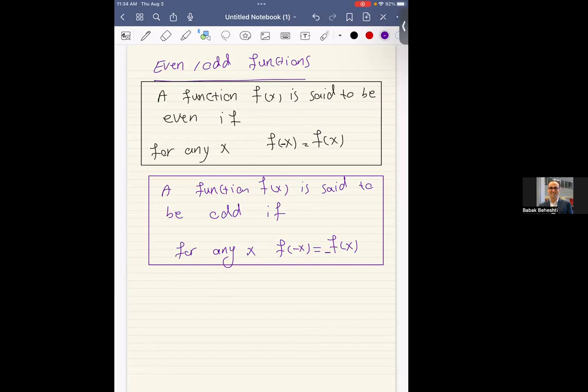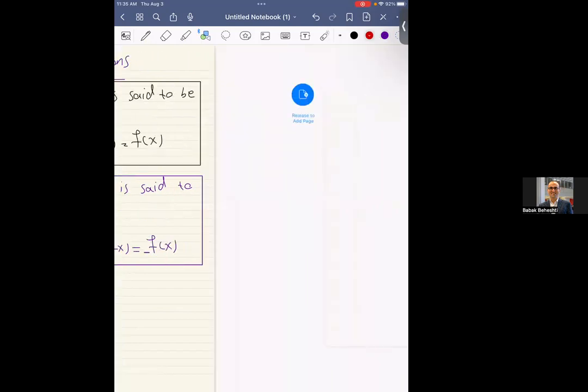Can you tell me a simple example of an even function? No, f of x equal to x squared. You mean x squared? Oh, x squared, yes, x squared is an even function. So, examples of even functions.